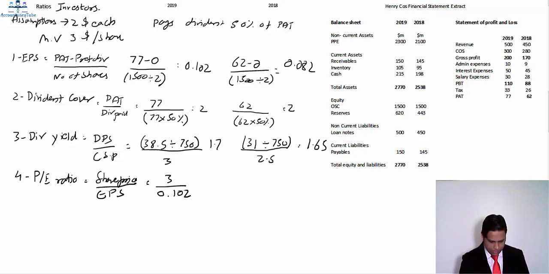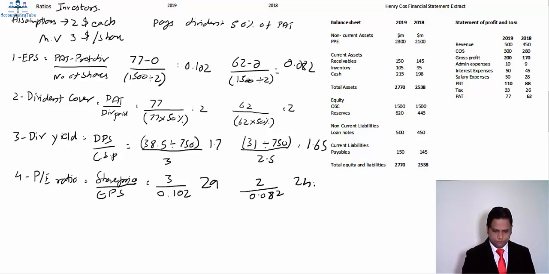3 divided by 0.102 gives you 29, and 2 divided by 0.082 is 24. So it has increased. The confidence has increased in the companies, and the shareholders are willing to pay more for the companies, probably because of the increase in the profits of 2019.